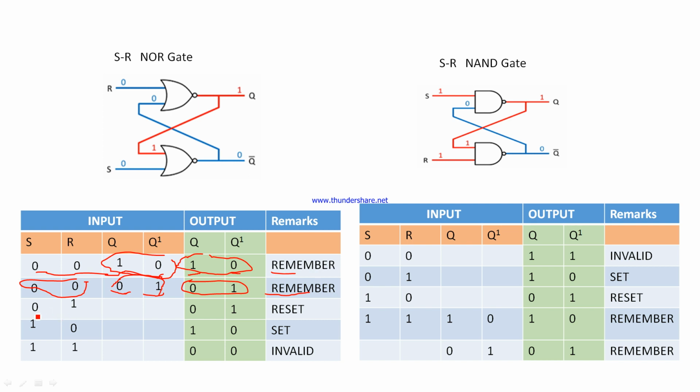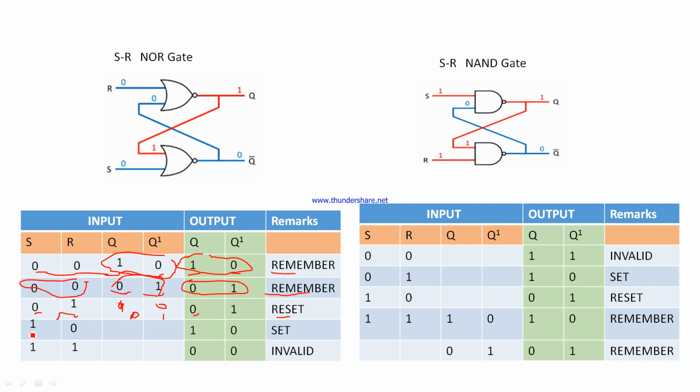Now let's take another possibility. S is 0, R is 1. Okay. If we put S is 0 and R is 1, whatever is Q, either Q is a 1 or Q is a 0, the output Q will always be 0. We call that the reset state. So if we put S 0, R 1, and then Q 1, Q dash will become 0. The output will be 0 for Q, and Q dash 1. We call that the reset state. And if we put S 0, R 1, Q 0, Q dash 1, the output will always be 0 and 1. We call that the reset state.